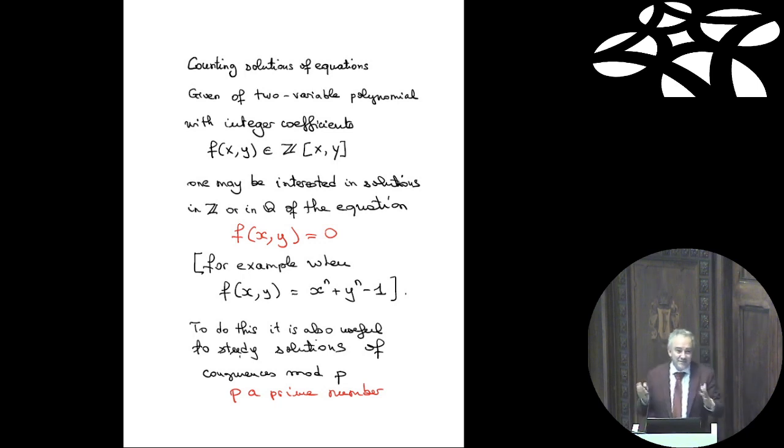I'm cheating a bit. I'm cheating. I see Umberto is not so happy. But okay, so essentially, it's enough to count modulo p. Okay, it's the key point.